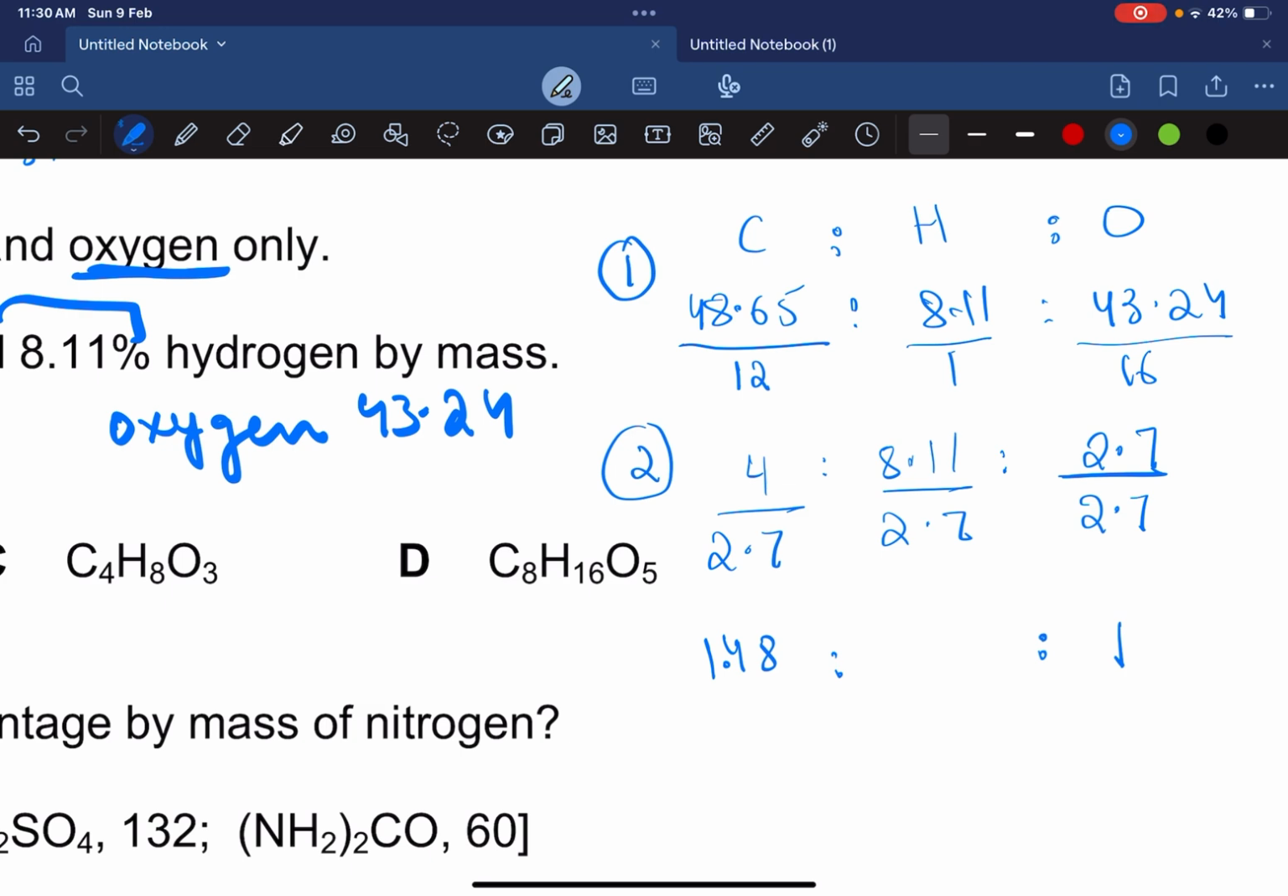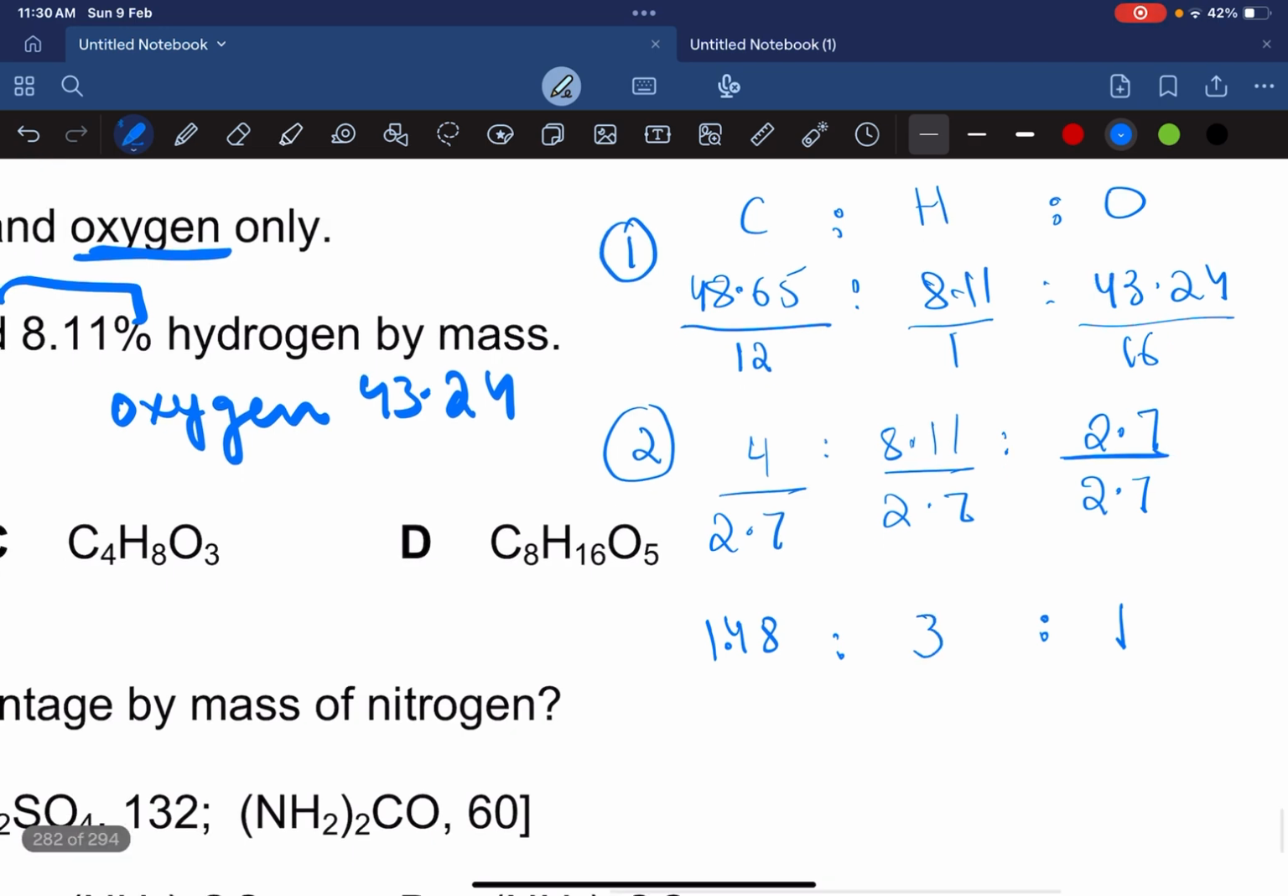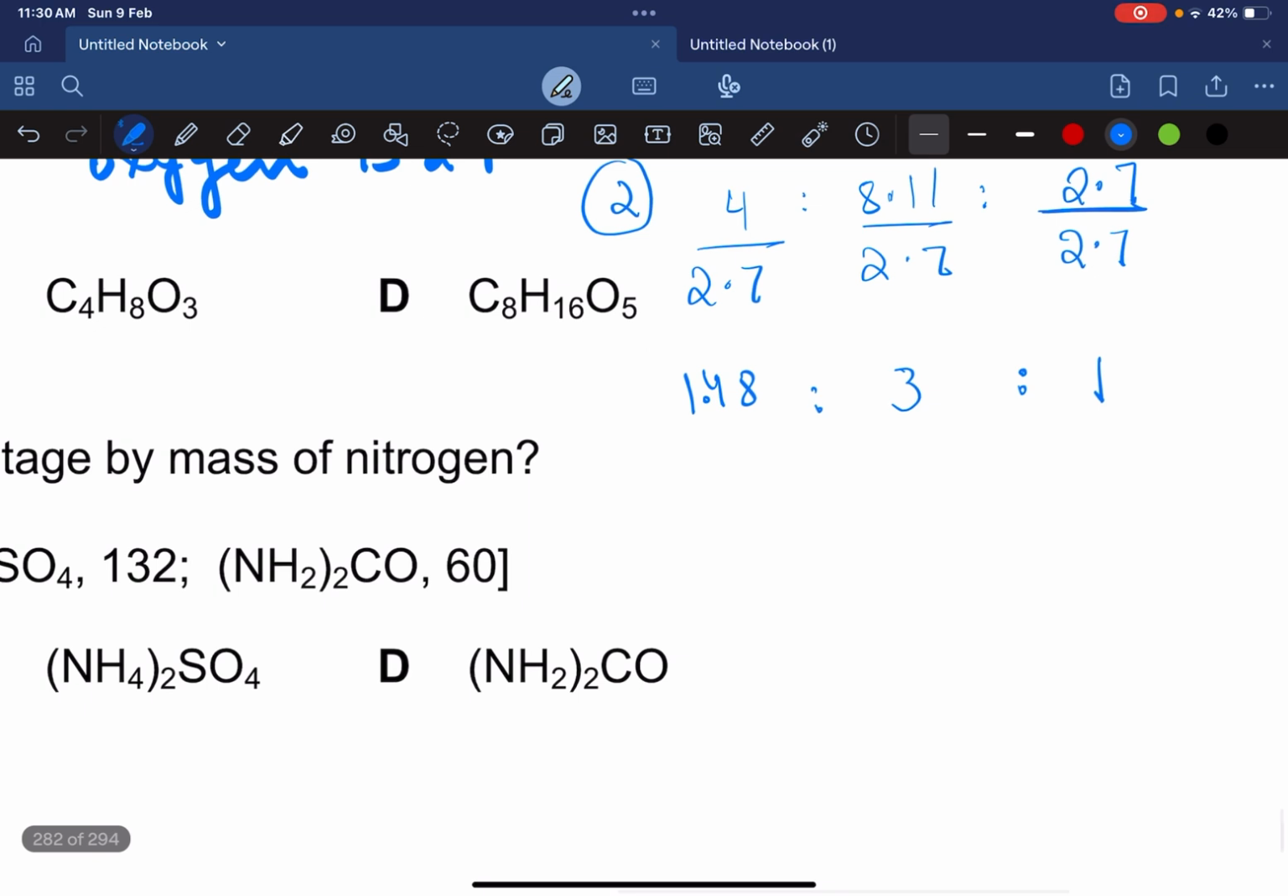And this is going to be 3. Now we have a problem. What is the problem? Have you ever seen empirical formula in decimals? Have you guys ever seen empirical formula in decimals? So how can we write this in our empirical formula?